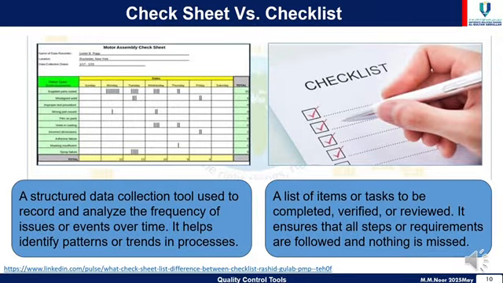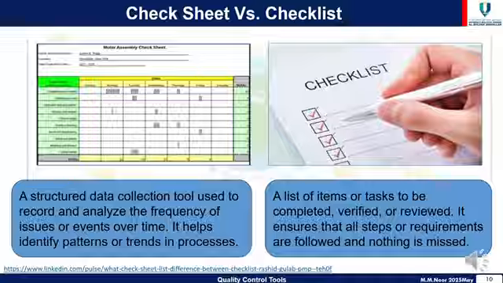Next is a comparison of check sheet versus checklist. A check sheet is a structured data collection tool used to record and analyze the frequency of issues or events over time. It helps identify patterns or trends in a process. A checklist is a list of items or tasks to be completed, verified or reviewed. It ensures that all steps or requirements are followed and nothing is missing.